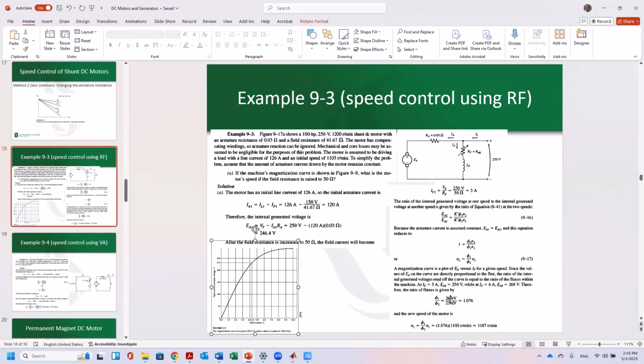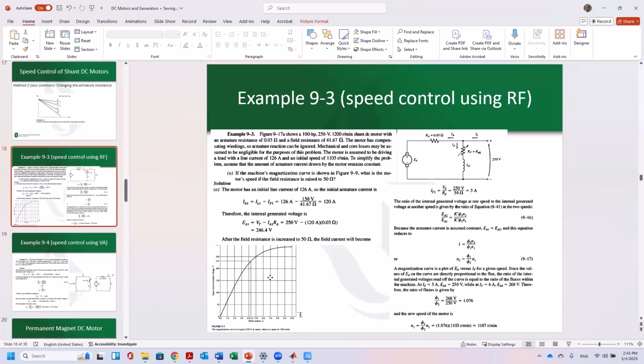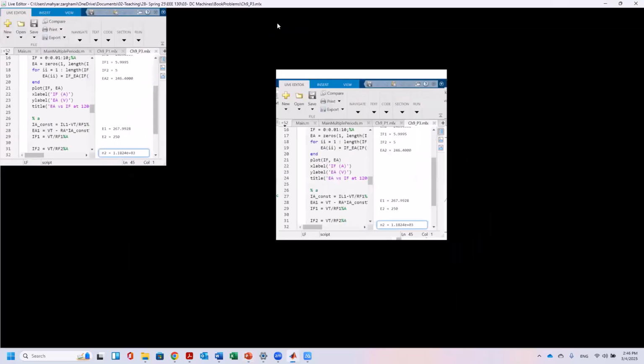So the ratio of phi 1 over phi 2 is the same as 268 over 250 volts, which becomes 1.076. The new speed of the motor is 1103 times this coefficient, which becomes 1187 revolutions per minute. I've also done the same problem in MATLAB, approximating this curve using a few points. This is how the problem looks in MATLAB.